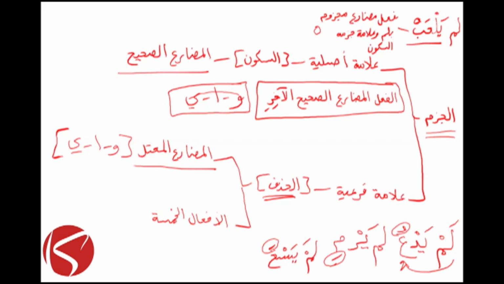Okay. Are we all together? So I mentioned to you the wow, I mentioned the yaa to you, and I also mentioned the alif to you. All three of them are removed. Does that make sense to everybody?